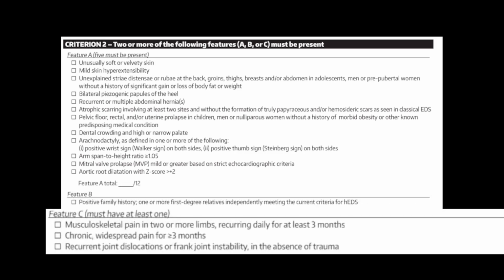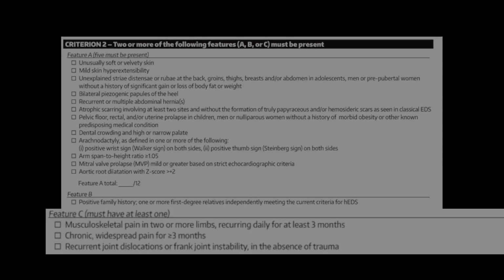Feature C, you must have at least 1 of these criteria. The first one, musculoskeletal pain in 2 or more limbs, recurring daily for at least 3 months. Chronic widespread pain for greater than 3 months, or recurrent joint locations or frank joint instability in the absence of trauma. So I did qualify for feature C because I could easily show my shoulder joint instability as well as in my fingers and some other small joints to my diagnosing doctor. So I met personally feature A and feature C. So I got through criterion 2 because you only need 2 of the 3, A, B, or C.